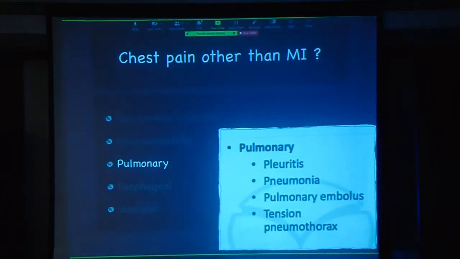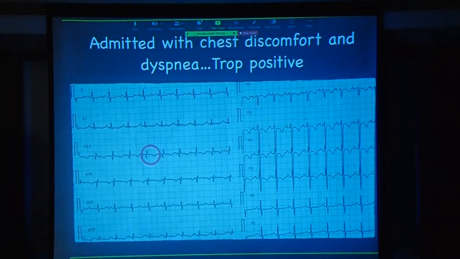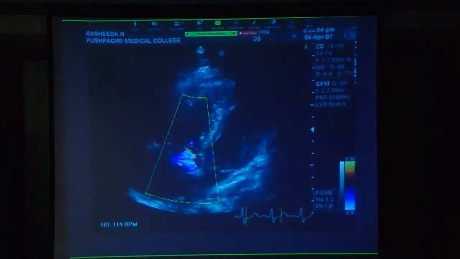Well, you could have pulmonary reasons for chest pain. It could be pleuritis, pneumonia, pulmonary embolism, or even tension pneumothorax. This was a patient, an obese lady who presented with chest pain and dyspnea, and her troponin was positive. So our resident made a diagnosis of acute coronary syndrome. You could see that there is T inversion in lead 2, 3 and AVF. So in the inferior leads, you could see T inversion. The troponin was positive, a diagnosis of acute coronary syndrome was made, and she was initiated on heparin.